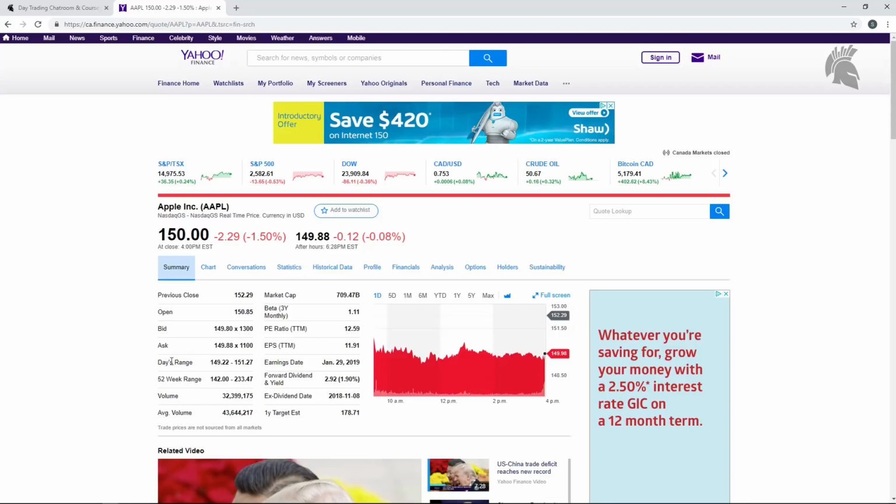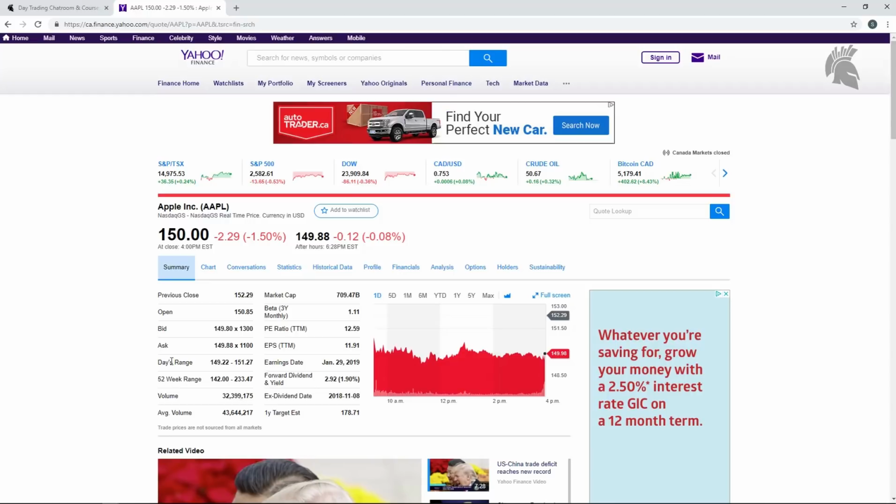The day's range is the high and the low, so the highest point and the lowest price that stock traded within during the day, during the market hours. In this case, Apple had a high of $151.27 and a low of $149.22. So this gives you the range that stock traded within during the day. Obviously we can say that the higher the range, the more volatile that stock price is, and that is something that people do look for, and we'll talk about that again in just a second.